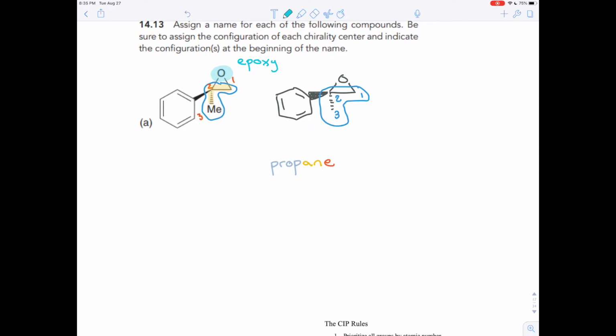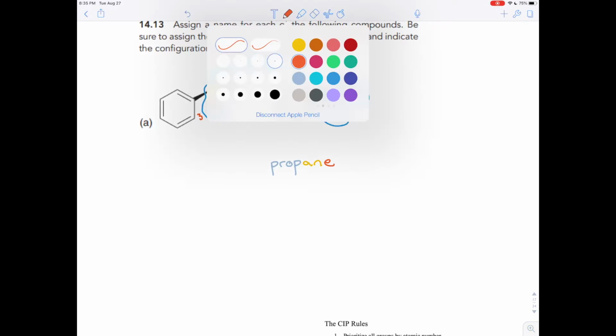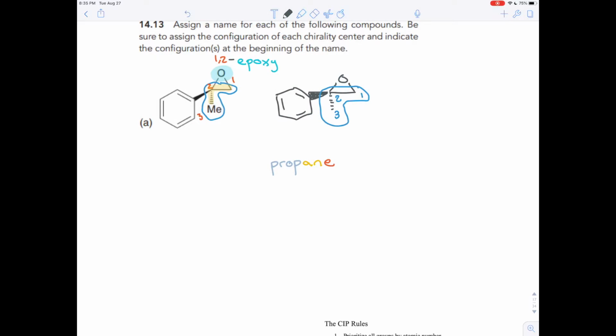And for the epoxide branch, you give the numbers for where it attaches. You give both of them. So this oxygen here is attached to 1 and to 2. So it'll be 1,2-epoxy. That's the name for that branch.